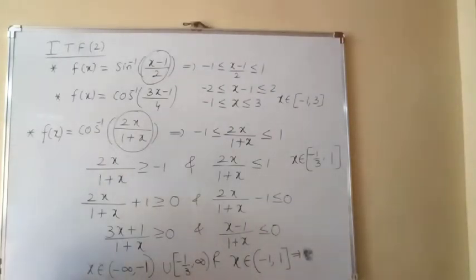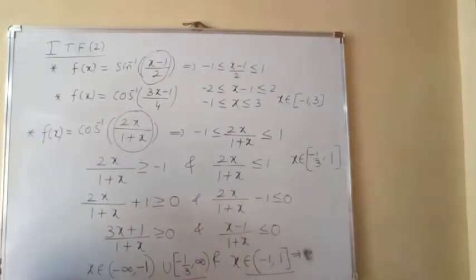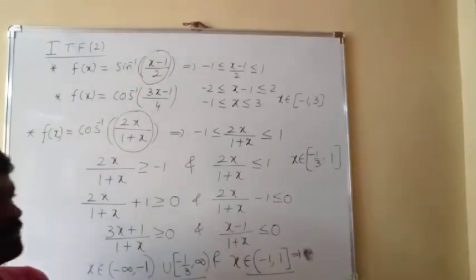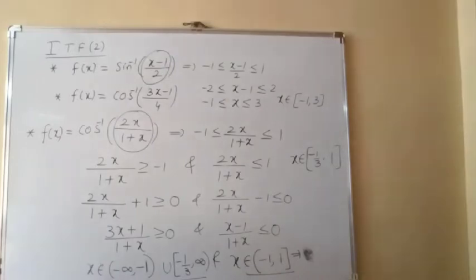That is the common part for these two sets. What is the common part? This is like set A, this is like set B. What is the A intersection B? That is the common part. So this becomes the domain of cos inverse 2x by 1 plus x.